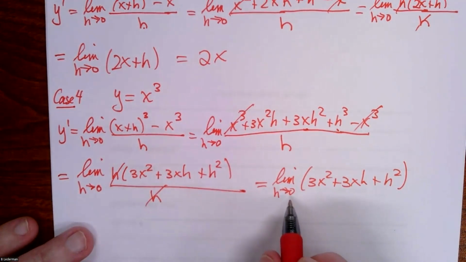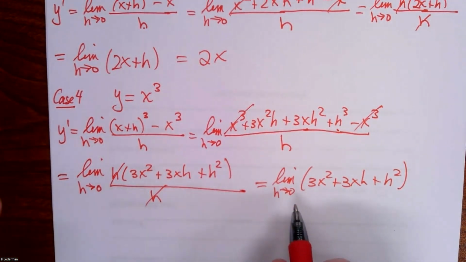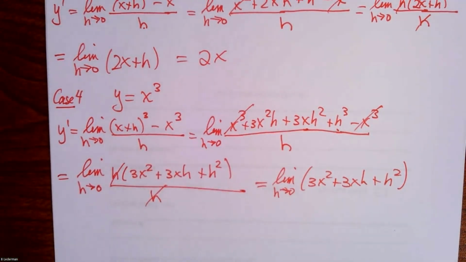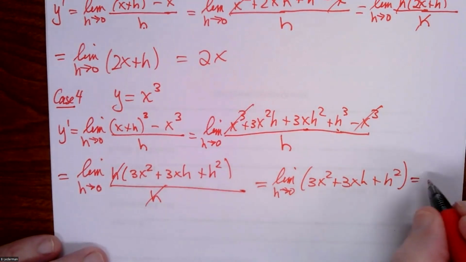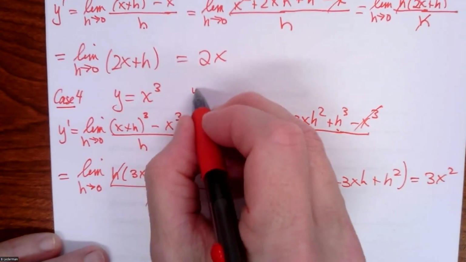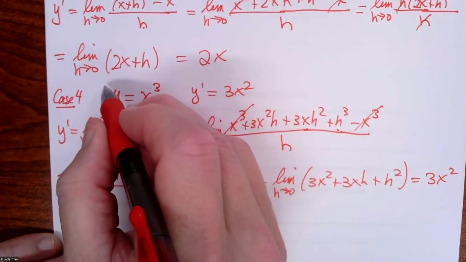But notice at this point, I have no problem. See, I couldn't just plug in a 0 up here or there because I would get a 0 on the bottom of the fraction. Here, I don't have that problem. So the final answer is just 3x squared. So again, if y equals x cubed, y prime is equal to 3x squared.